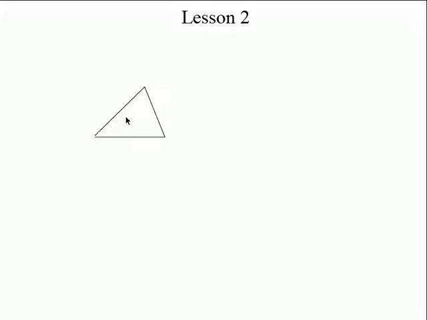If I wanted to find the height of this triangle, it's not one of the sides like it was on a right triangle. It would be from here straight down to here. It's perpendicular. That would be the height. From here to here would be the base. That's just quick review.